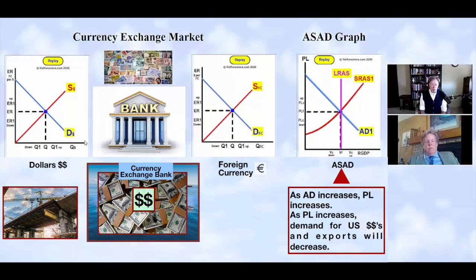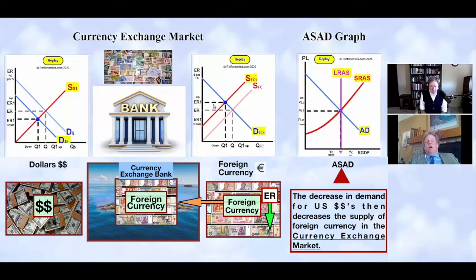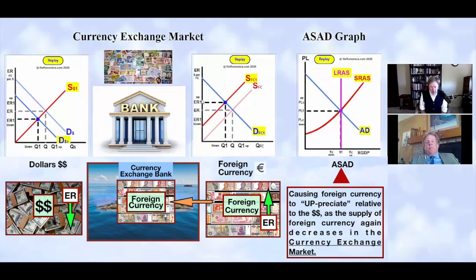to attract foreign investment. As the demand for the dollar decreases, that is going to cause the supply of foreign currency in the currency market to decrease. Because fewer foreigners will want to purchase U.S. dollars. That's why the demand for dollars decreased. And so the foreign currency market, those currencies will appreciate relative to the dollar. Now, is that good for America looking at aggregate demand down the road?